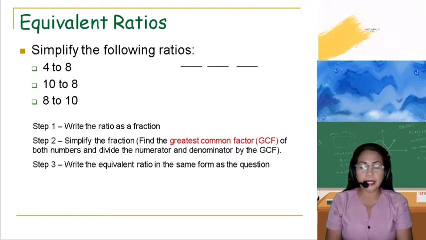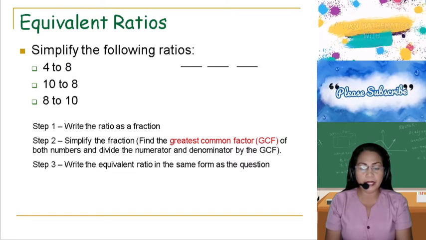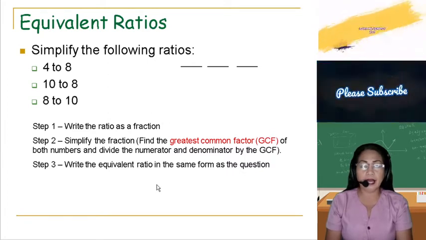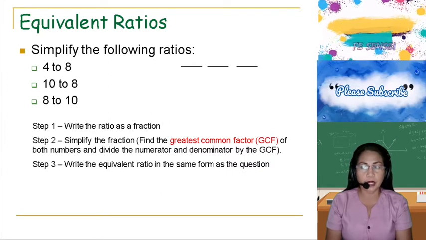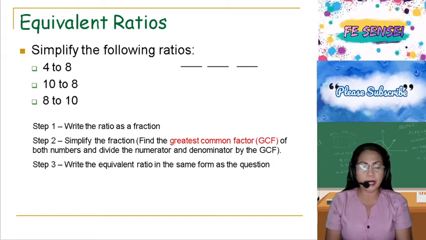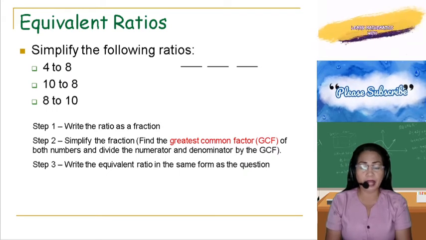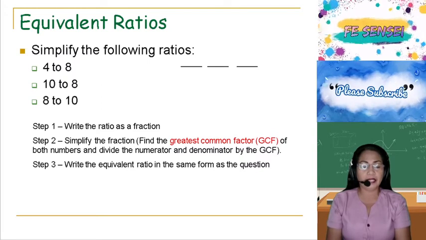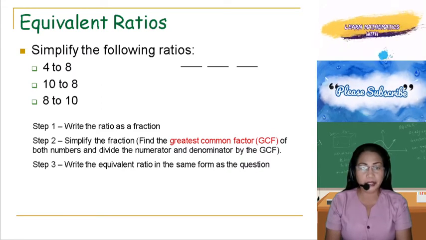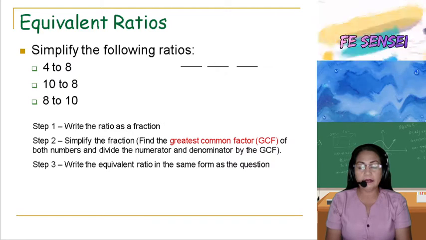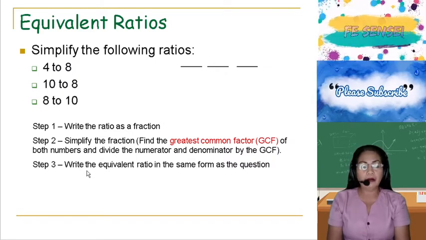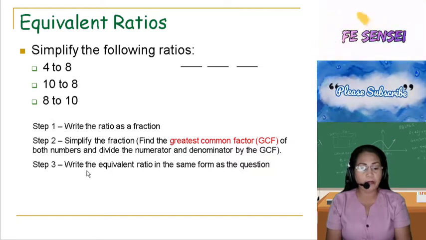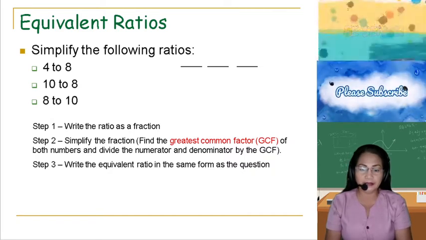Then for step 2, simplify the fraction by finding the GCF, or the greatest common factor, of both numbers, or of numerator and denominator, and divide the numerator and denominator by the GCF. And step 3, write the equivalent ratio in the same form as the question.